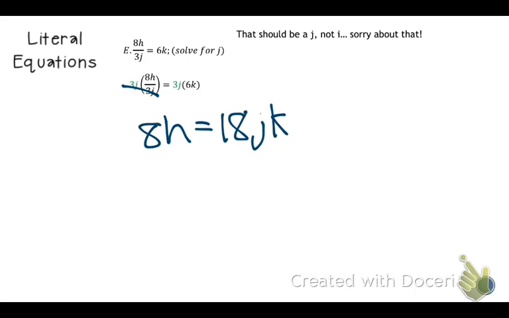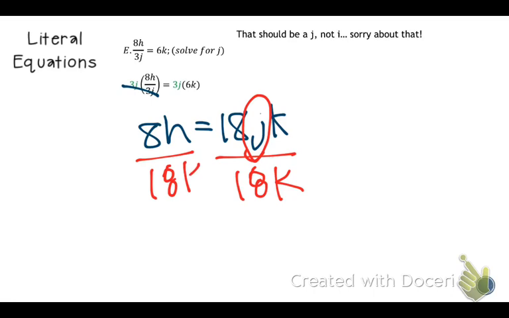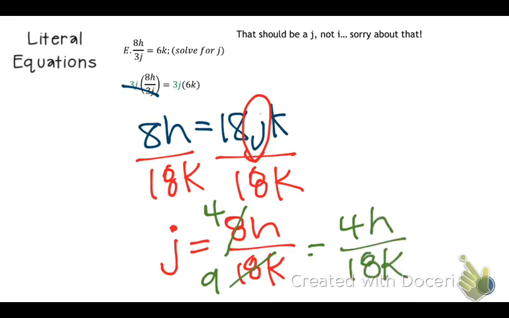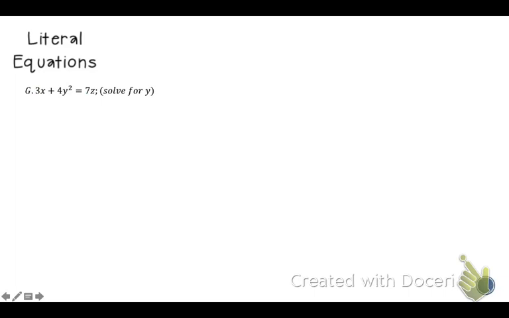So we're trying to get this by itself right here. So I'm going to divide by 18k. And you get J equals 8h over 18k. Well, I know that 2 goes into both of those. So 2 goes into 8 4 times. 2 goes into 18 9 times. So that's going to be 4h over 9k. And that solves for J. Okay? That was weird.